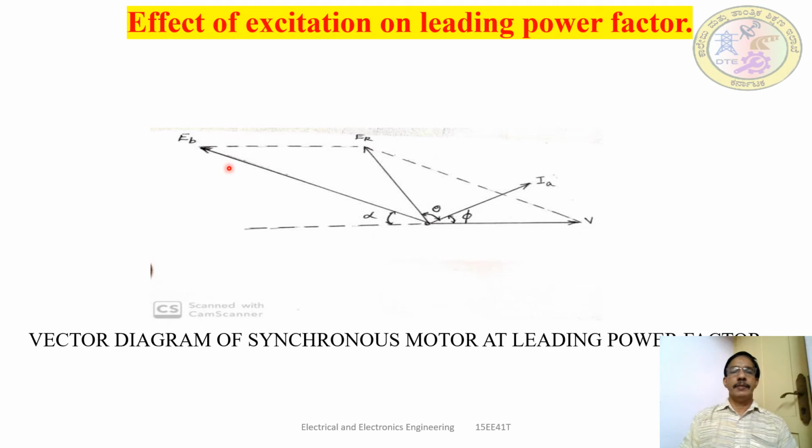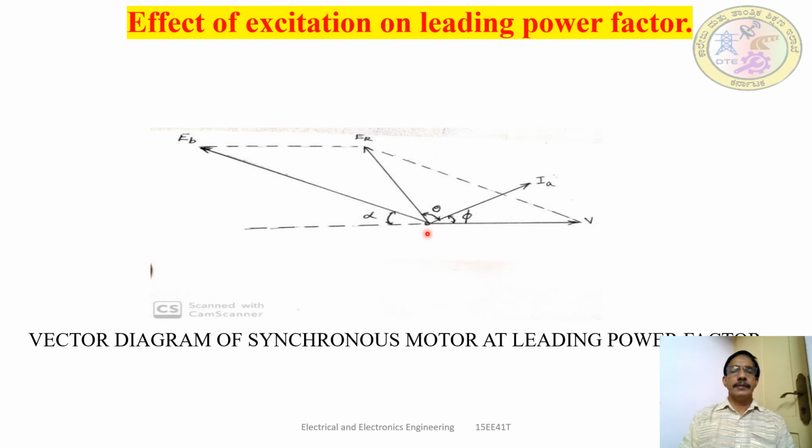If you still increase the back EMF, that means by excitation, if you increase this excitation, current increases, this angle also increases, but power factor decreases with the leading, cos phi decreases. Cos 0 is 1, that is the maximum power factor when IA and V are in phase. So above that, power factor angle increases, phi increases, cos phi decreases but leading. So this is the vector diagram of synchronous motor at leading power factor.